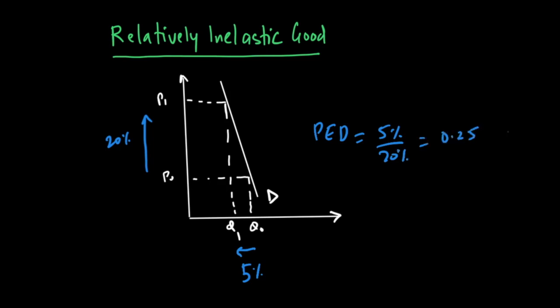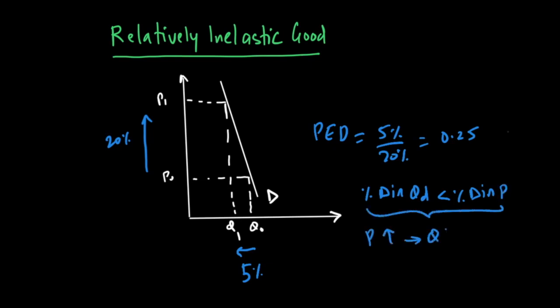But what is important to see here is that the percentage change in quantity demanded is less than the percentage change in price. In other words, when the price goes up, the quantity falls by much less, and if the quantity falls by much less, the total revenue actually goes up.